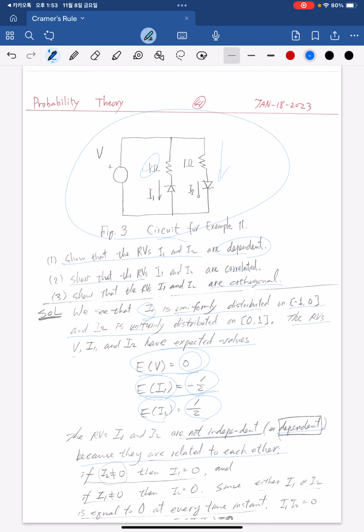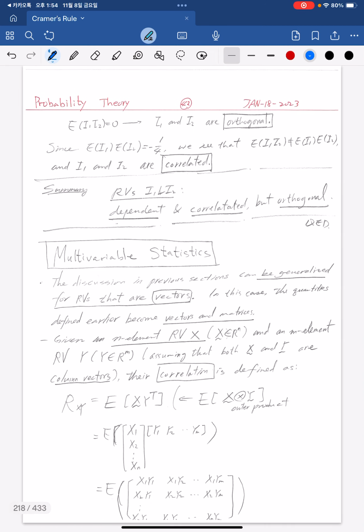If I2가 제로가 아니면 I1은 제로고, I1이 제로 아니면 I2가 제로고, since I1 or I2 equals 0 at every time instant. 그럼 I1, I2 곱하면 제로가 돼. 41에 뭐가 잘렸는지 한번 봅시다. 그래서 이 I1, I2가 제로. 그래서 이 I1, I2 제로 되면 I1, I2 are orthogonal.